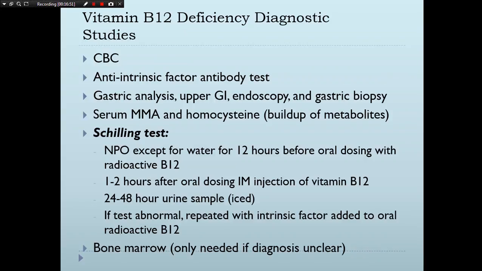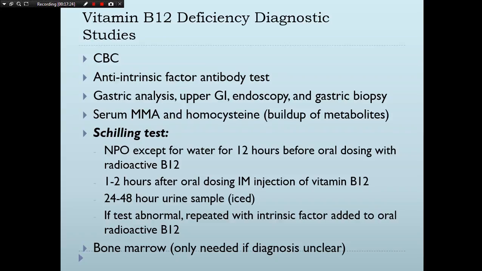Some of the diagnostic studies that we see, we're going to see a CBC. We're going to see a drop in the hemoglobin and hematocrit. In the event that this is a pernicious anemia and where we suspect that it is an autoimmune condition, we're going to do an anti-intrinsic factor antibody test, and that would be positive. In the event that we don't have enough hydrochloric acid for the uptake and absorption of vitamin B12, we might have to do a gastric analysis.